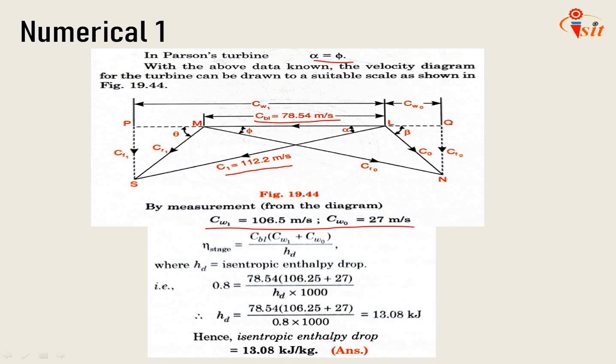So why is that required? To calculate the isentropic enthalpy drop HD, which is in the equation of stage efficiency. The stage efficiency equals Cbl times (Cw1 plus Cw0) divided by HD. We are interested in calculating HD. The stage efficiency is 0.8, given, and substituting the terms, we ultimately calculate HD as 13.08 kilojoule per kg as the enthalpy drop. That is the parameter we needed to calculate from this numerical.